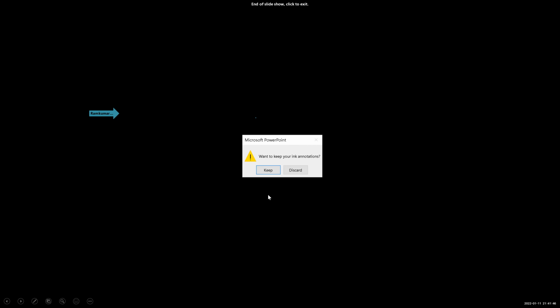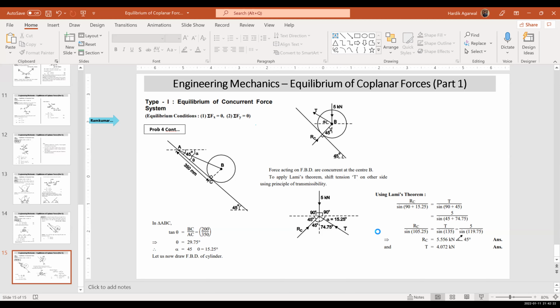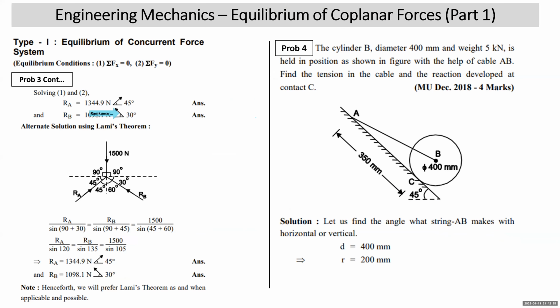Just a minute, there is a slight issue in the slide. Start the slide which is in between. Right. Go back.